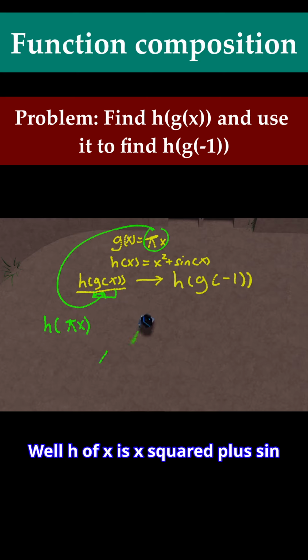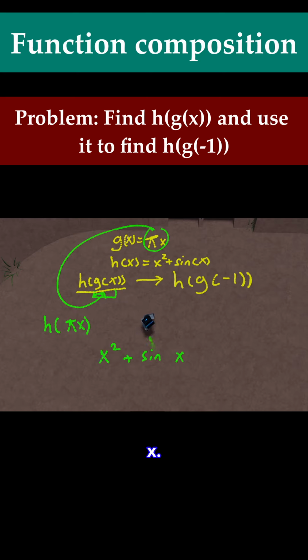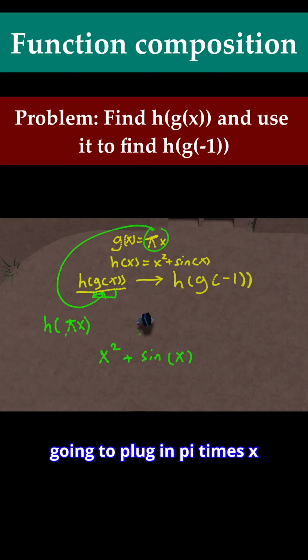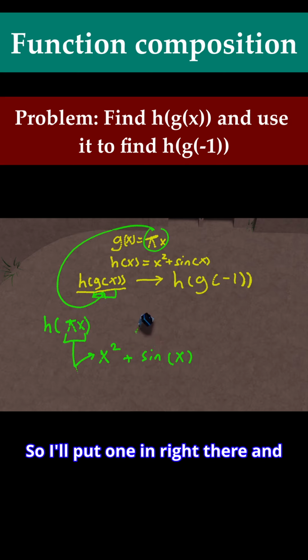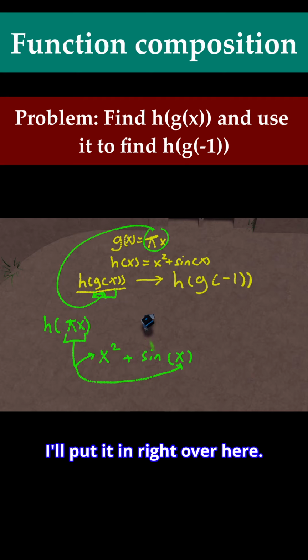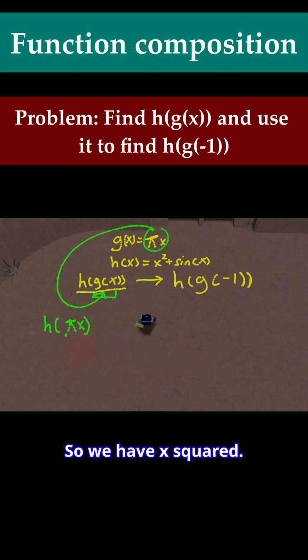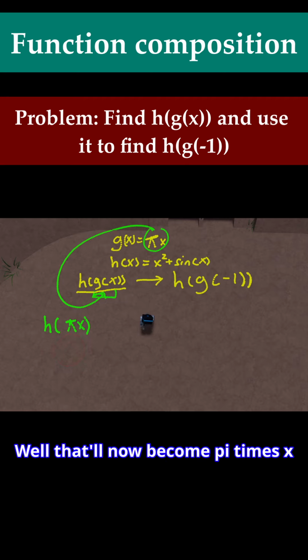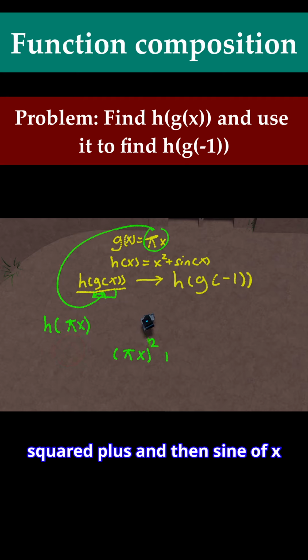Well, h of x is x squared plus sine x. So what I'm going to do is plug in pi times x everywhere I see an x. So I'll put one in right there, and I'll put it in right over here. Now let's just evaluate that. So we have x squared. Well, that'll now become pi times x squared plus, and then sine of x now becomes sine of pi times x.